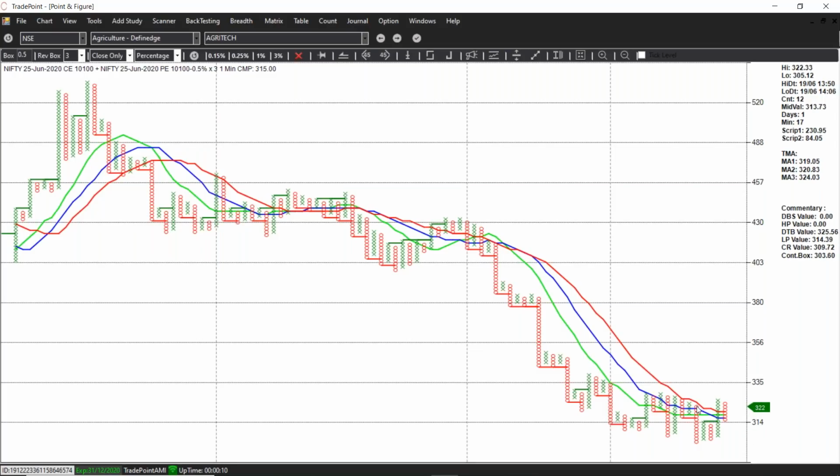And below 300, that means you are protected from 10,400 to 9,800. And as long as it is below 340, expiry will be in that range. And I don't think this will make a loss if expiry is in that range. So this is a trade idea for this week. That's all from my side.